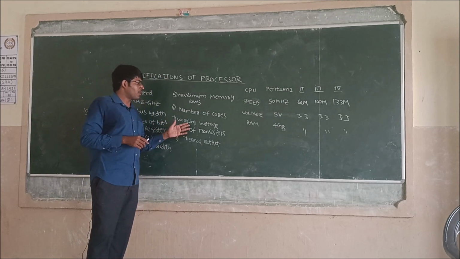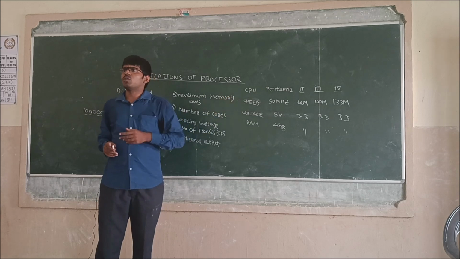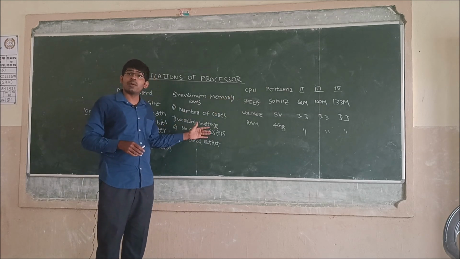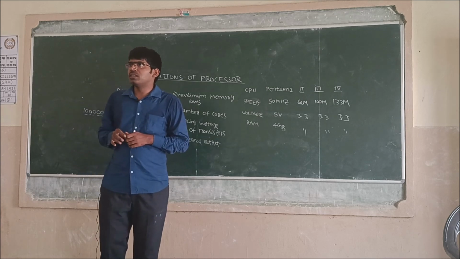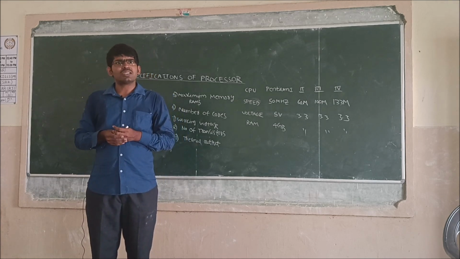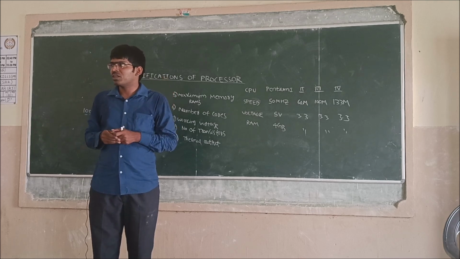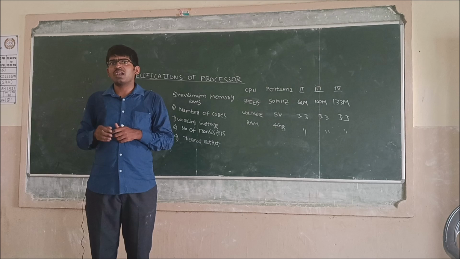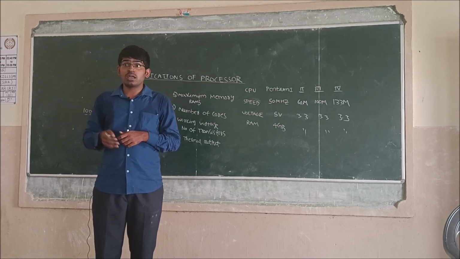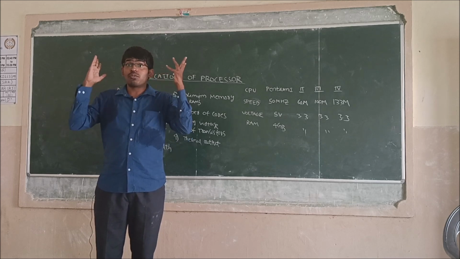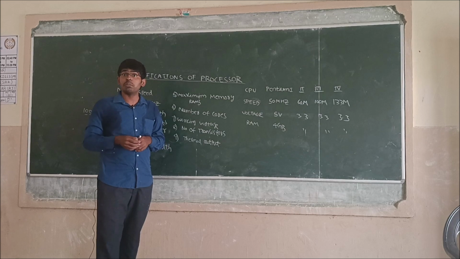Okay. Next, working voltage, whether it is operating on 5 volts or 3.3 volts. Next, how many transistors it is handling. The processor is made up of transistors because it is after all a semiconductor device. So how many transistors can it handle? Nowadays, if you take the mobile processor Snapdragon, it is made up of crores of transistors in a single chip. That is the power of the semiconductor.